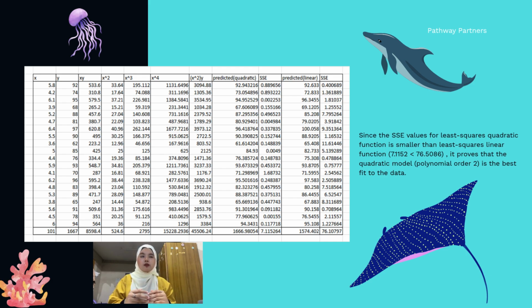Now, let's look at this image. It presents our final model comparison and error analysis. In the data table, we have calculated the predicted values and the sum of square errors, or SSE, for both our least square quadratic function and the standard linear function. As highlighted on the right side of the slide, the total SSE value for our quadratic function is 7.1152, which is smaller than the SSE value for the linear function, which is 76.5086. This clearly proves that the quadratic model, or polynomial order 2, provides a much better and more accurate fit for our data.